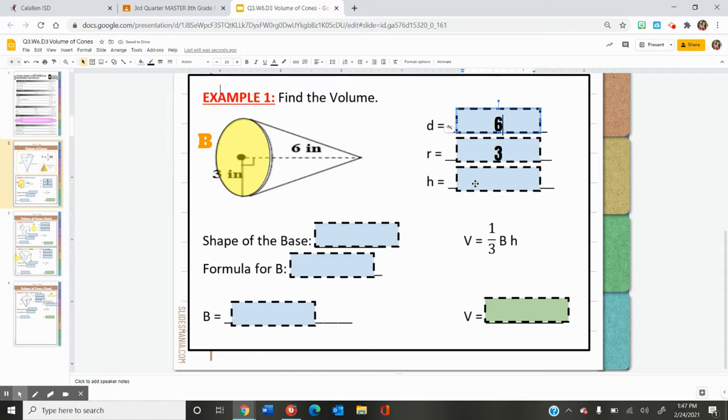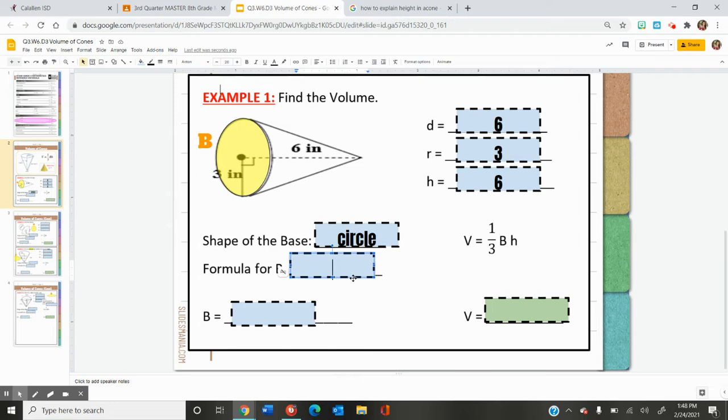Now, looking at my height, remember that's the distance from the middle of my base to the peak. So here that's going to be 6 inches. Again, we're finding the height from the center of my base shape to the vertex or the peak of my cone. So now the shape of our base we established was a circle, and we know from the previous day that the formula for the area of a circle is pi times r squared. Because remember, if they give me B, that is asking us to find the area of my base. Now, remember, it's pi r squared.